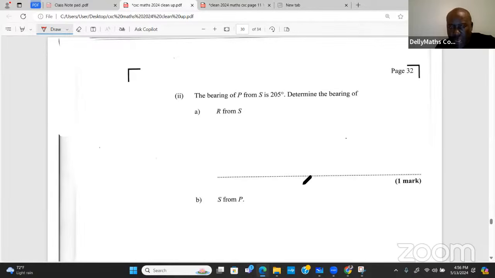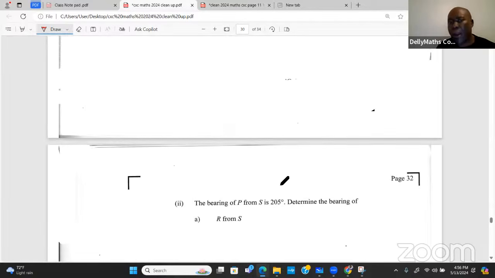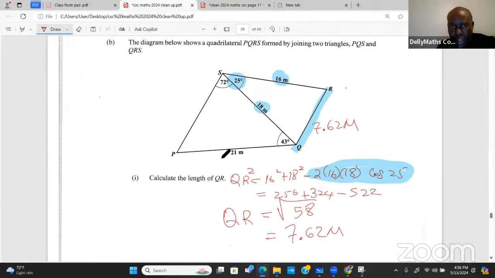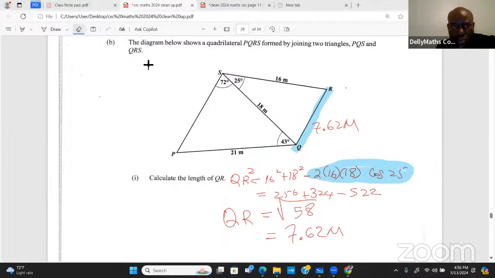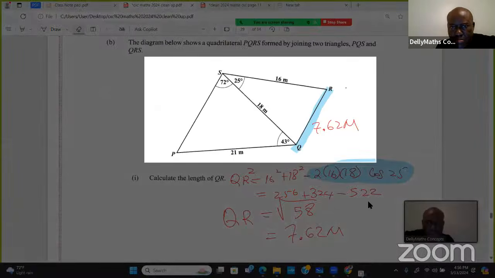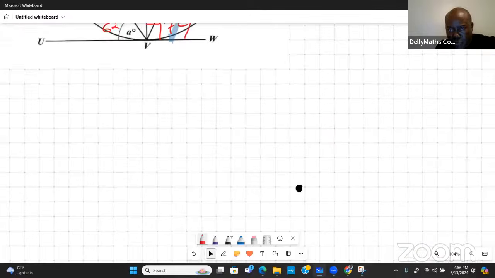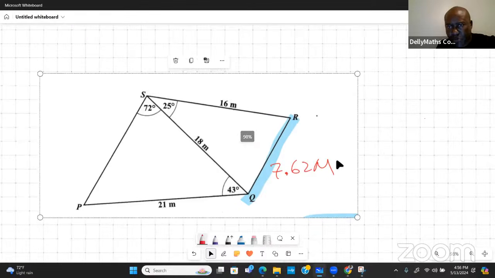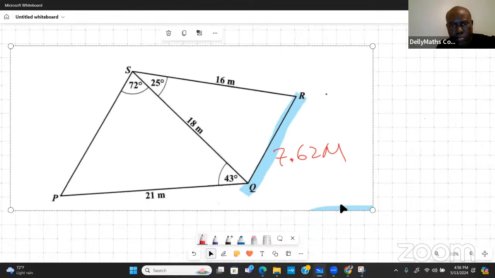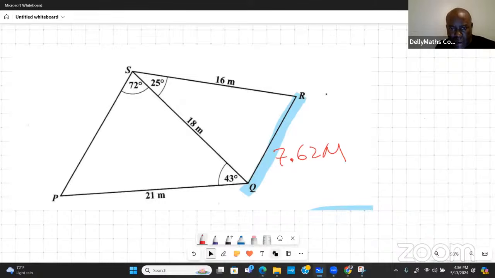So we're right back into bearings. It says here, the bearing of P from S is 205. Let me mark it. All right, let me bring this to the other side, please. All right, so we have this now. Let's get on it.